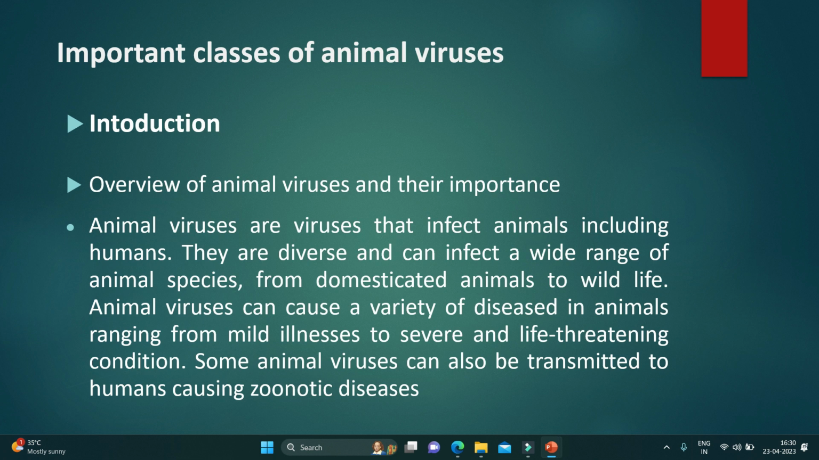Animal viruses are viruses that infect animals, including humans. They are diverse and can infect a wide range of animal species, from domesticated animals to wildlife. Animal viruses can cause a variety of diseases in animals, ranging from mild illness to severe and life-threatening conditions. Some viruses can also be transmitted to humans, causing zoonotic disease.